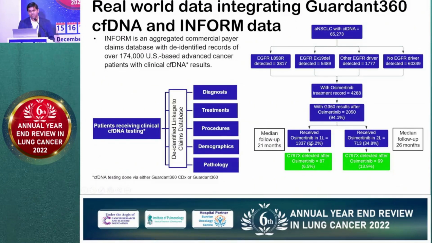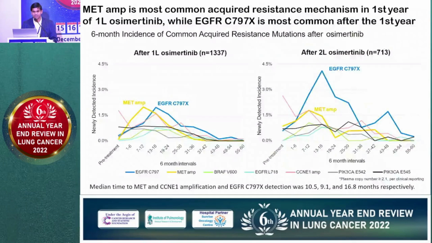Of these osimertinib patients, around 65% received osimertinib in the first line, whereas the other 34% received it in the second line, with a median follow-up of around 2 years for both groups. They found that the C797X mutation was around 6.5% in the first line, but in the second line it is just doubled, around 13.9% in this group of patients.